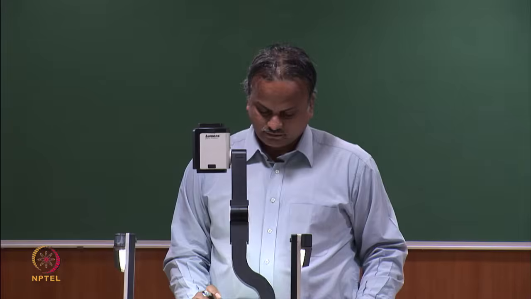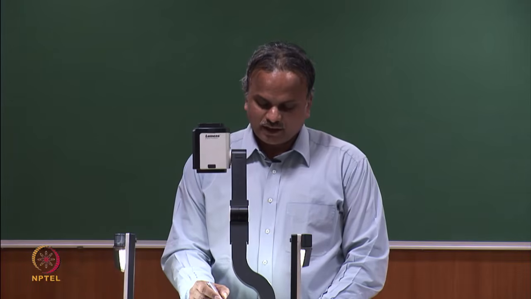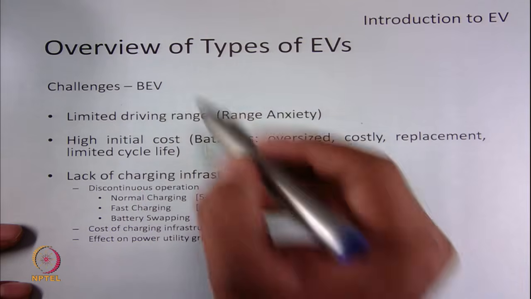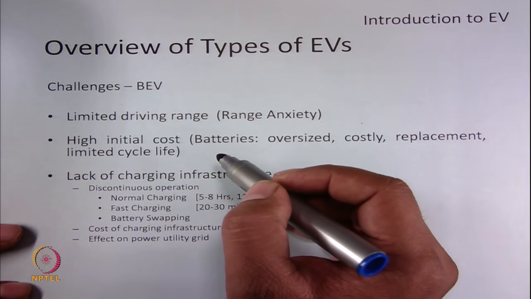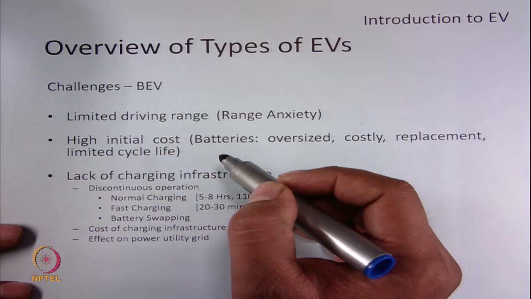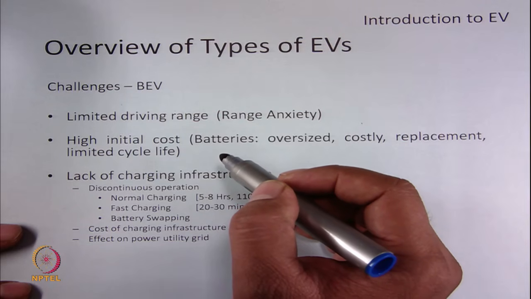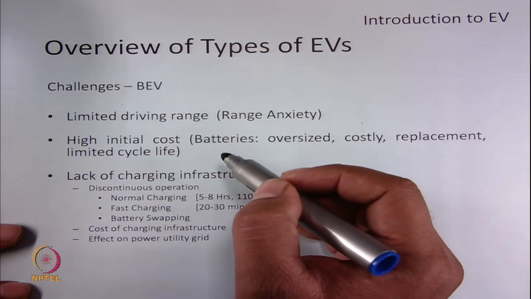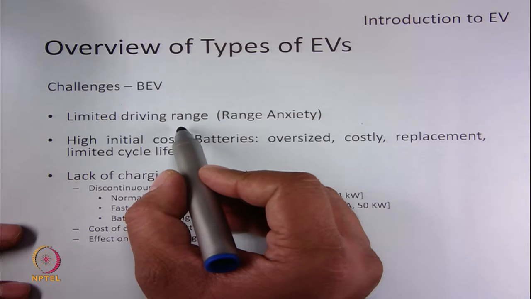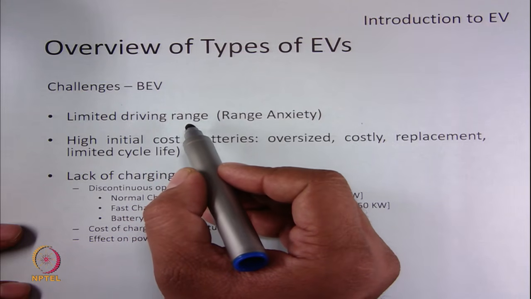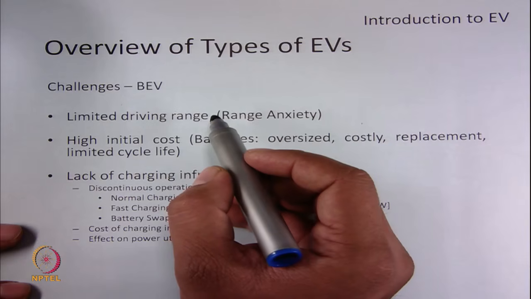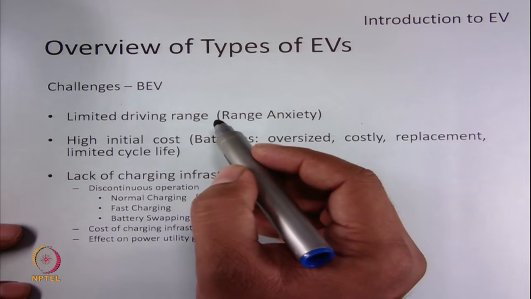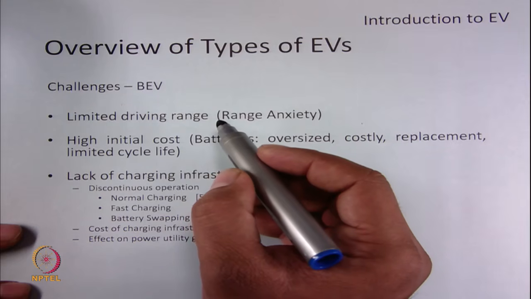So, what are the challenges of a typical battery electric vehicle? The energy storage capacity of a battery electric vehicle is lower compared to an IC engine based vehicle because of low specific energy and low energy density of battery compared to a liquid fuel. Therefore, it offers a limited driving range. For similar conditions, it is around 120 km per charge for a BEV compared to around 500 km per charge for an IC engine based vehicle.